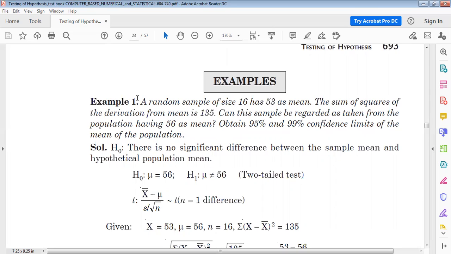From our given problem, suppose H naught is the null hypothesis: there is no significant difference between the sample mean and the hypothetical population mean. In that case, H naught: mu equals 56. This is given. This sample is regarded as taken from the population having 56 as mean. Mu is the population mean, so for the population mean, the null hypothesis will be 56.